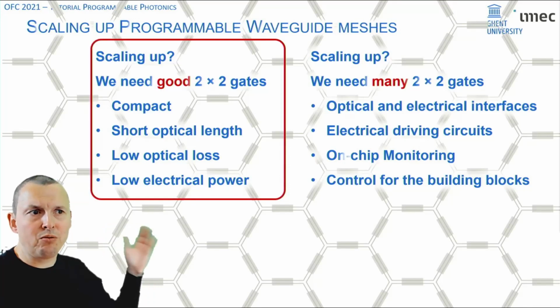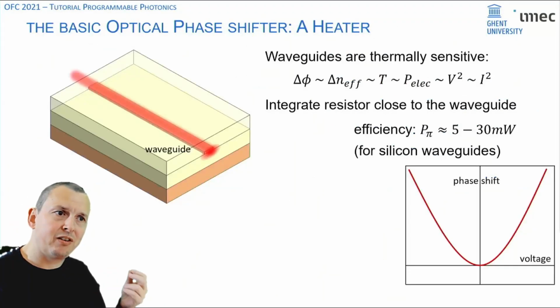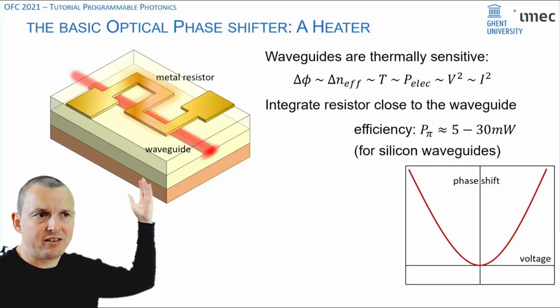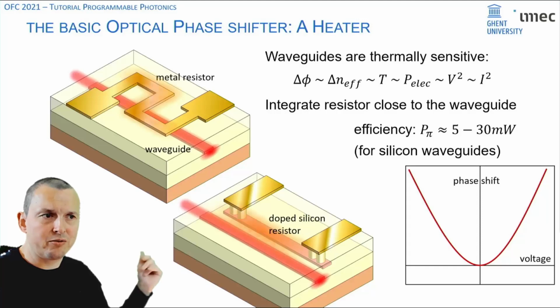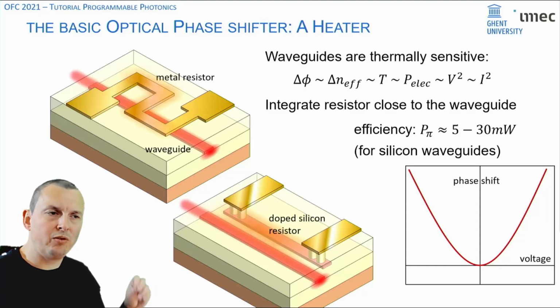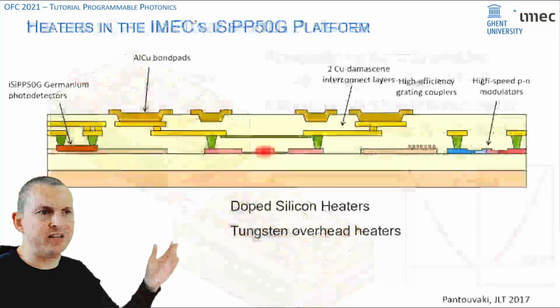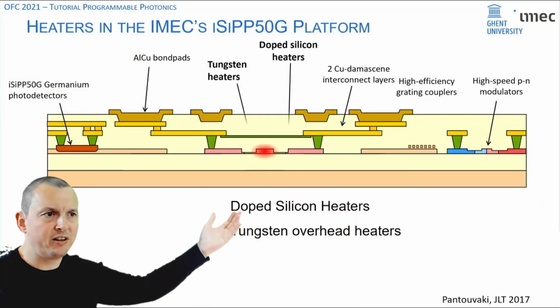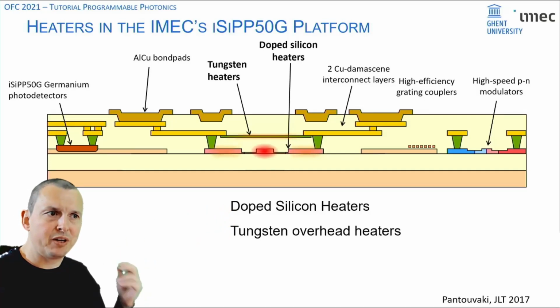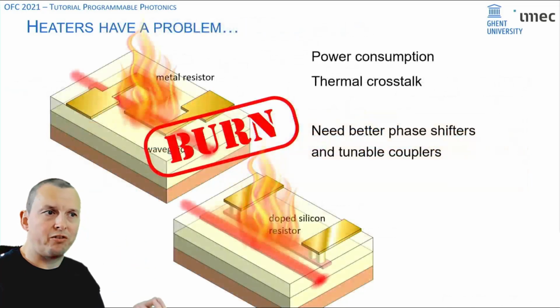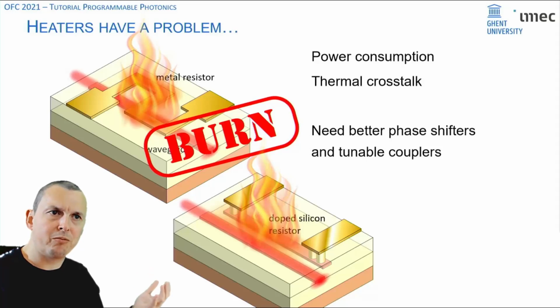Now, how do we implement such a gate? How do we make a good gate? Well, the classical way to implement a phase shifter or a tuner on a silicon photonic circuit is a heater. You essentially add a metal resistor or a silicon resistor close to your waveguide. Now, this is a very simple implementation, and for instance in the IC50G platform you can implement that with doped silicon or tungsten. But it has a big drawback. These heaters run hot. They consume a lot of power. And if you want thousands of heaters on the chip, you're gonna have a real problem with power management and temperature management, and you're also gonna struggle with thermal crosstalk.